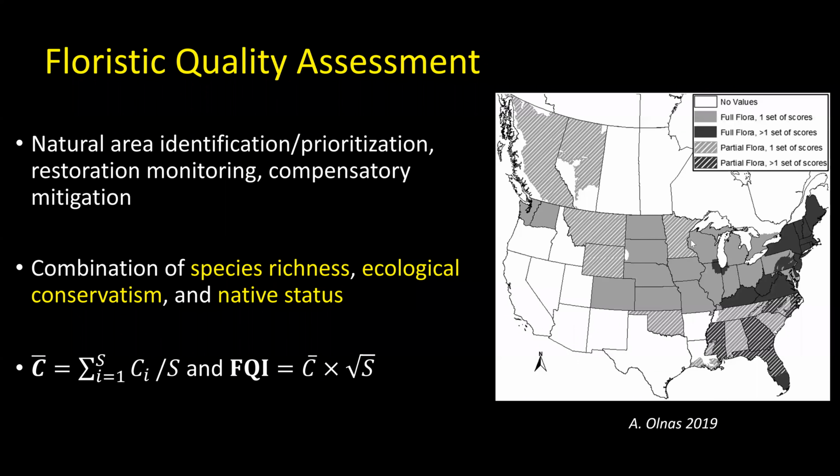Now, the Floristic Quality Index was first proposed by Floyd Swink and Jerry Wilhelm in the late 1970s to describe natural areas of the Chicago region, specifically prairies of the Chicago region. It has since then been used to identify natural areas, to evaluate the worth of natural areas, for prioritization purposes, for restoration monitoring, for compensatory mitigation.